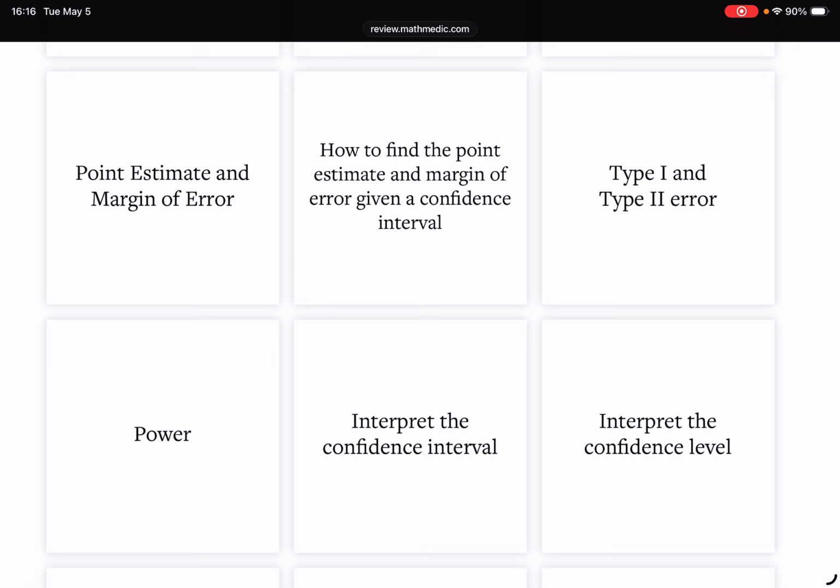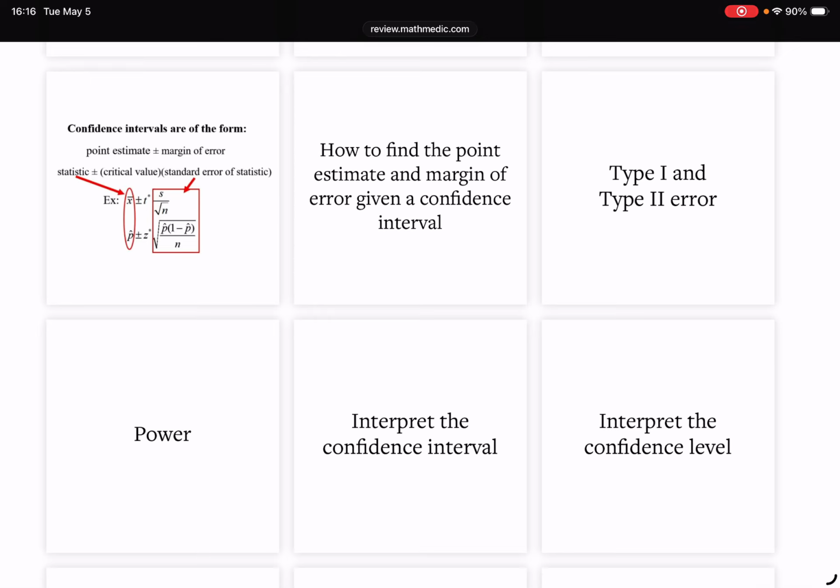Point estimate and margin of error. Okay, point estimate and margin of error, both for confidence intervals, look like the following. They could say point estimate plus or minus the margin of error.